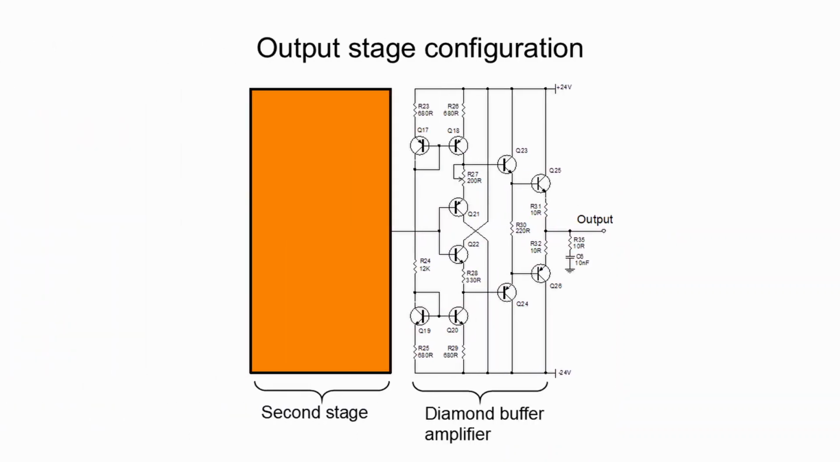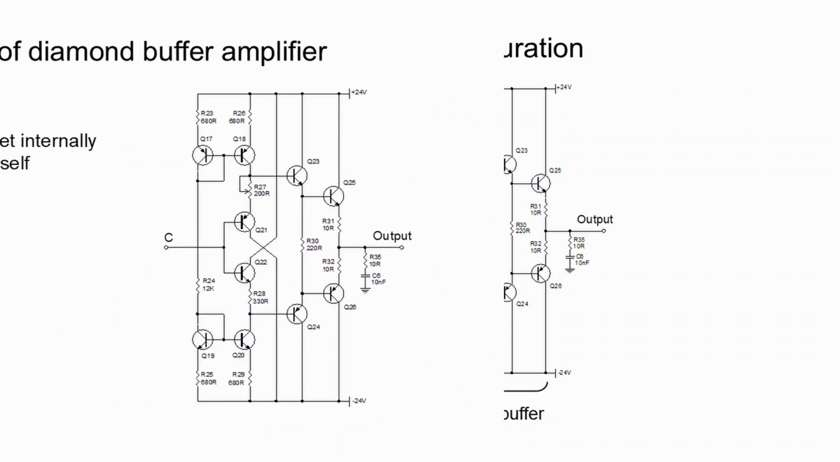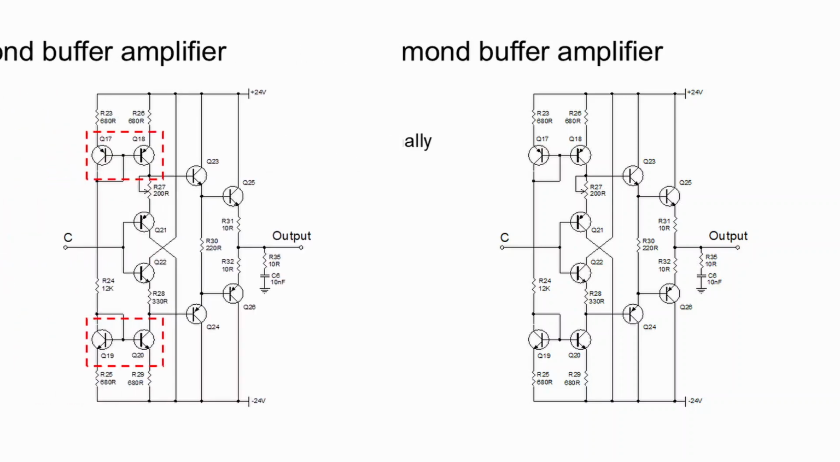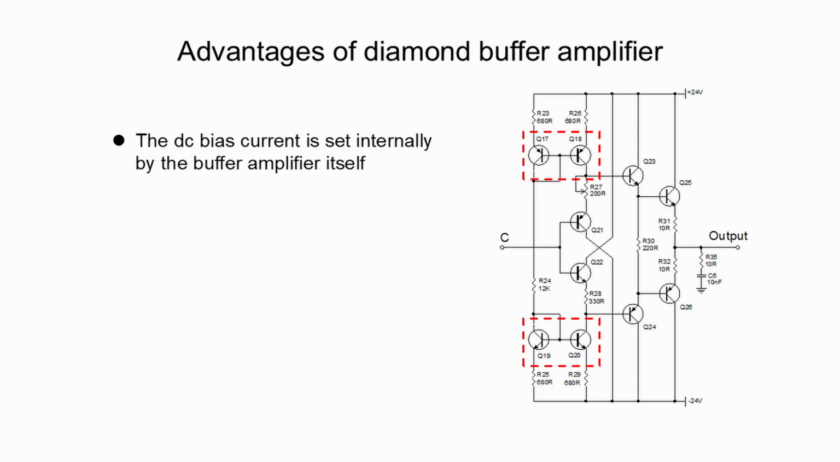On the other hand, the diamond buffer amplifier is standalone and independent from the second stage. The DC bias current is set internally by the buffer amplifier itself. From this schematic, there are two current sources. They are operating in current mirror configuration.